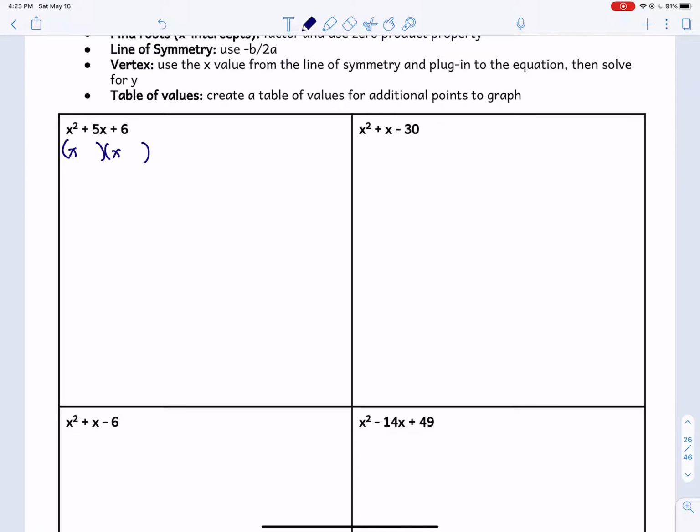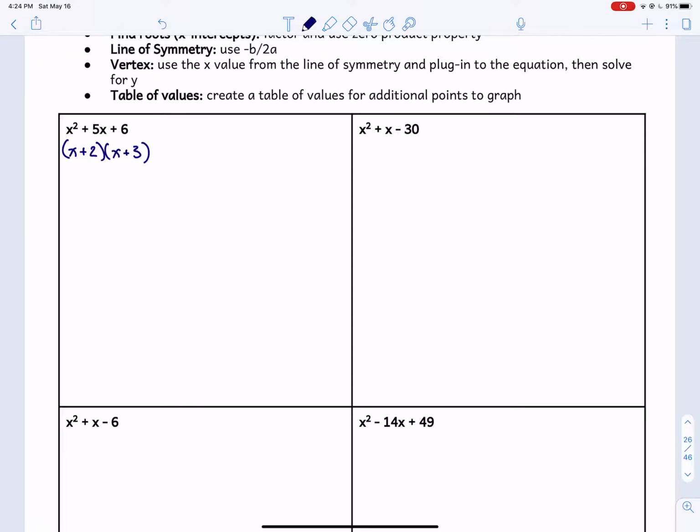And then remember, those are both positive, so that's going to be plus and plus. So we need factors of 6 that will add to make 5. We have 1 times 6, and if we add those, we get 7. 2 times 3, if we add those, we get 5. So 2 and 3, or 3 and 2, it doesn't matter where you put them.